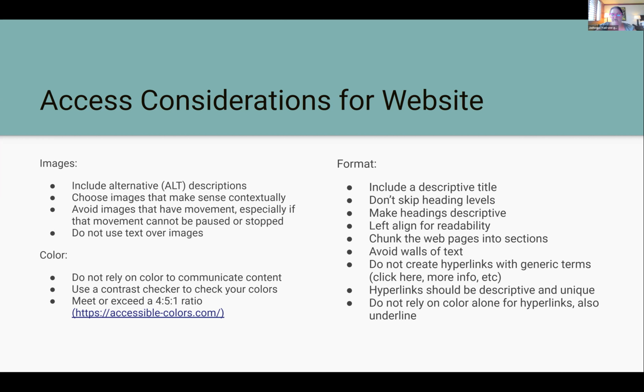Color: do not rely on color to communicate content, which is, again, hard visually, but for our purposes, we are informing and educating, and so we want to make sure that we are doing it in a way that everyone can access. You can use a contrast checker to check your colors, which need to meet or exceed a 4.5:1 ratio. You can click on this link and it will give you hex codes, which are what I use. I input those hex codes, and it will show you the ratio that those work on.